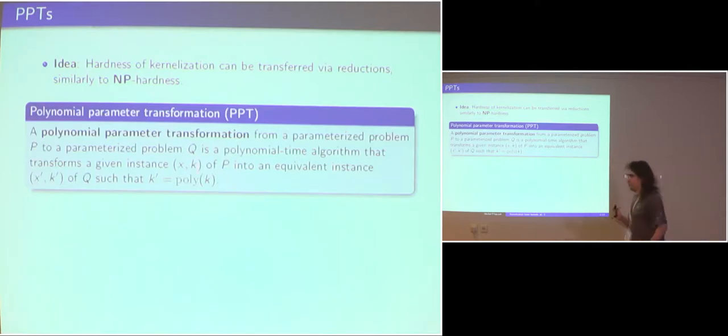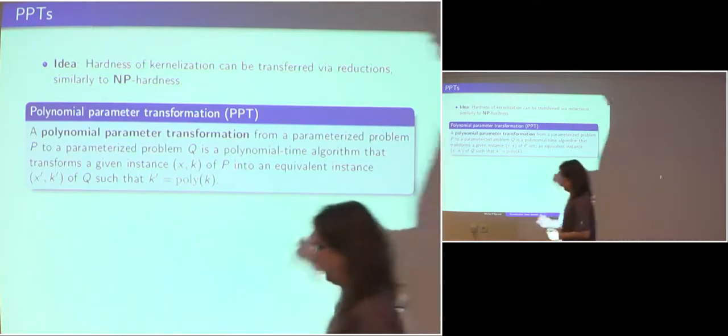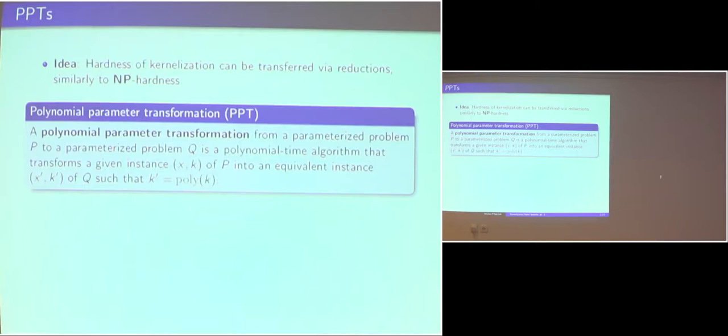So this is a polynomial parameter transformation. Suppose I've got two parameterized problems, P and Q. A polynomial parameter transformation from P to Q should be an algorithm that takes an instance of P and returns an instance of Q that should be, as usual, equivalent. This is a yes instance of P if and only if this is a yes instance of Q. Maybe I can draw it like this. Here's a box, here is a box. So this belongs to P if and only if this belongs to Q.